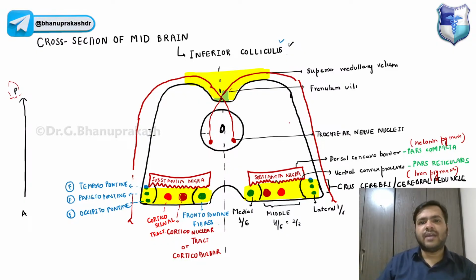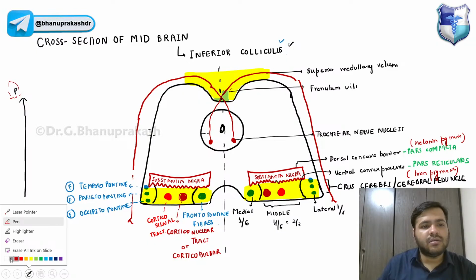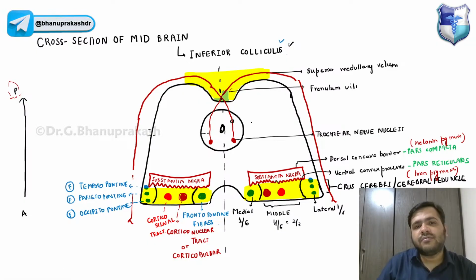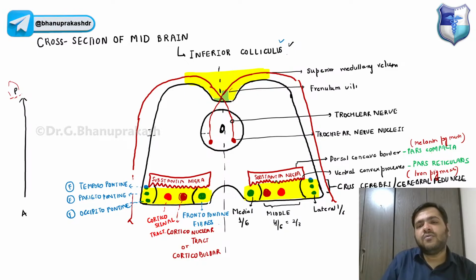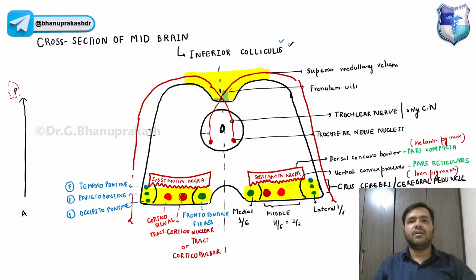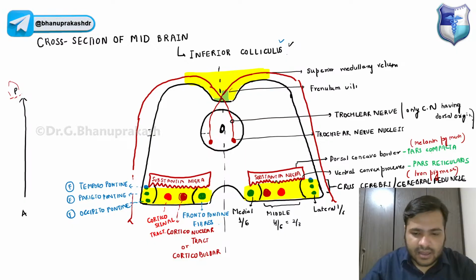You have to mention it over here: this is the trochlear nerve, guys. And this trochlear nerve, you already know, is the only cranial nerve having posterior origin. You can say the only cranial nerve having dorsal origin. Dorsal या posterior, दोनों का मतलब एक ही, posterior means dorsal, right?